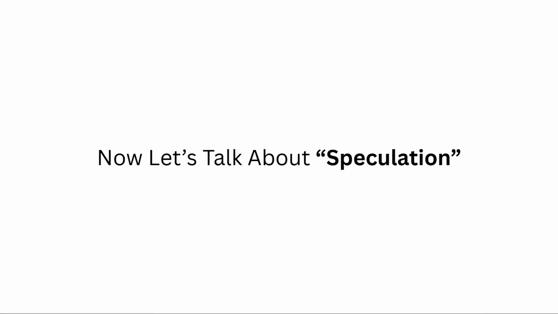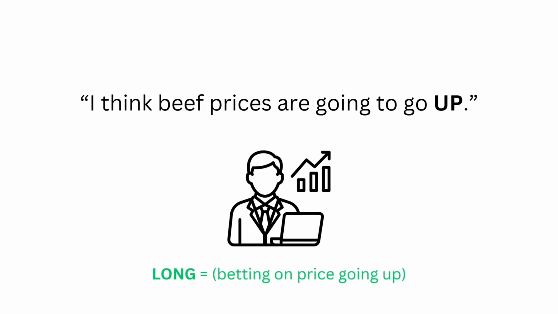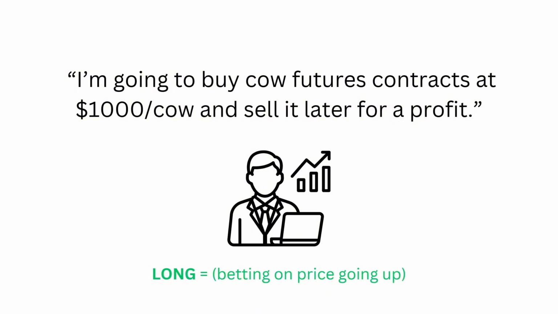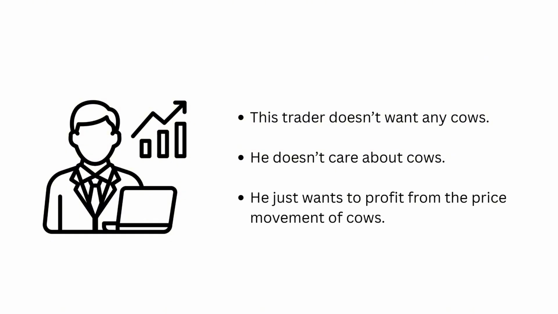Now let's talk about speculation. Pretend there is a trader in Chicago who has never seen a cow in his entire life. I think beef prices are going to go up, so I'm going to buy some cow futures contracts at $1,000 a cow and sell later for a profit. So he's getting long on cow futures, because longs are betting on price to go up. This trader doesn't actually want any cows. He doesn't even care about cows. Well, I'm sure if he met a cow, that might change, but for this example, let's pretend he doesn't care about cows. He just wants to profit from the price movement of cows.